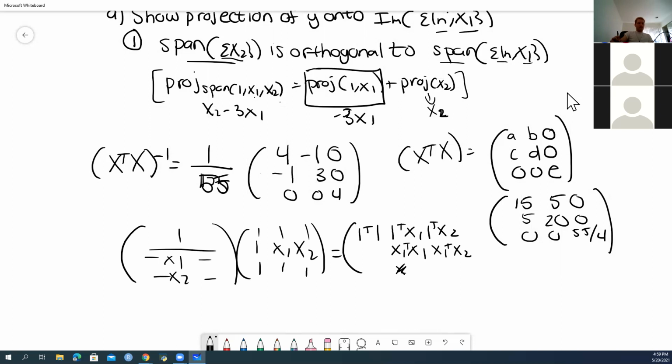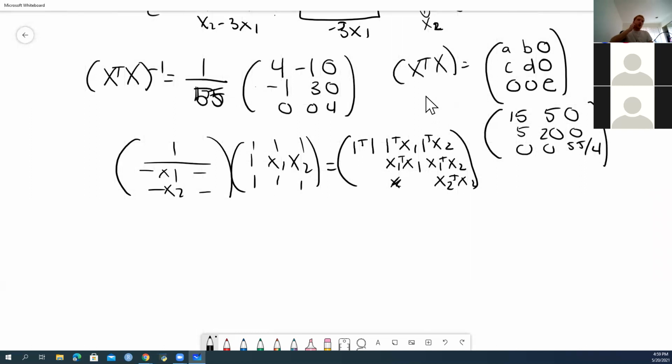X2 transpose X2. So obviously it's going to be symmetric, so we don't have to write it again. Okay. So observe that we know what 1 transpose X2 is. Let me do this in red, actually. So this is equal to 0. And this right here is also equal to 0. Do you see that? So what that means is that we have that 1 transpose X2 is equal to 0, and X1 transpose X2 is equal to 0.